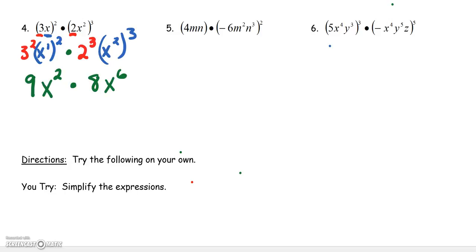We'll finish the simplification by multiplying 9 times 8, or the 2 constants. That gives us 72. And then x squared times x to the 6th. This is rule number 1. When we multiply things with exponents that have the same base, we add those exponents together. So we end up with x to the 2 plus 6, which is 8, x to the 8th. And that's our answer for number 4.